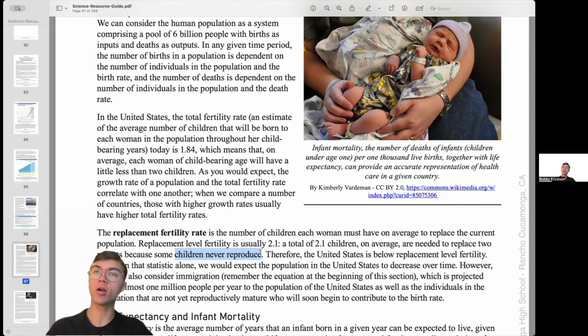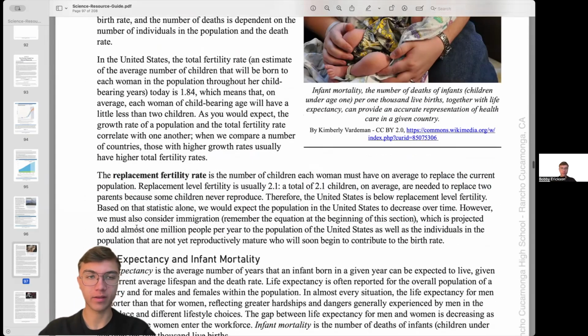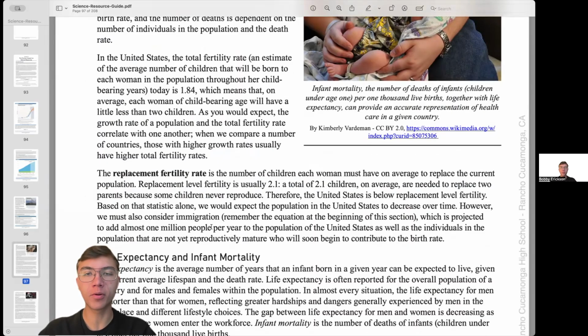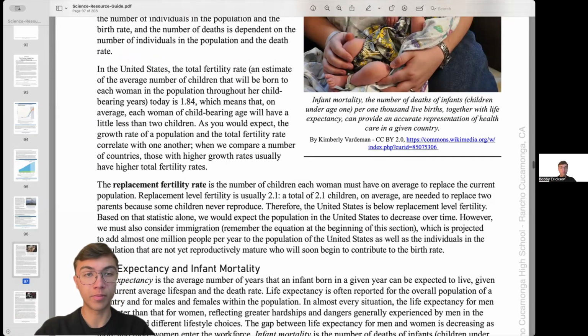But once again, remember, 1/3 of the growth rate of the United States comes from immigration. And so we actually add 1 million people per year to the population of the United States from immigration alone. So we are actually growing still as the United States, even though we have a low replacement fertility rate.